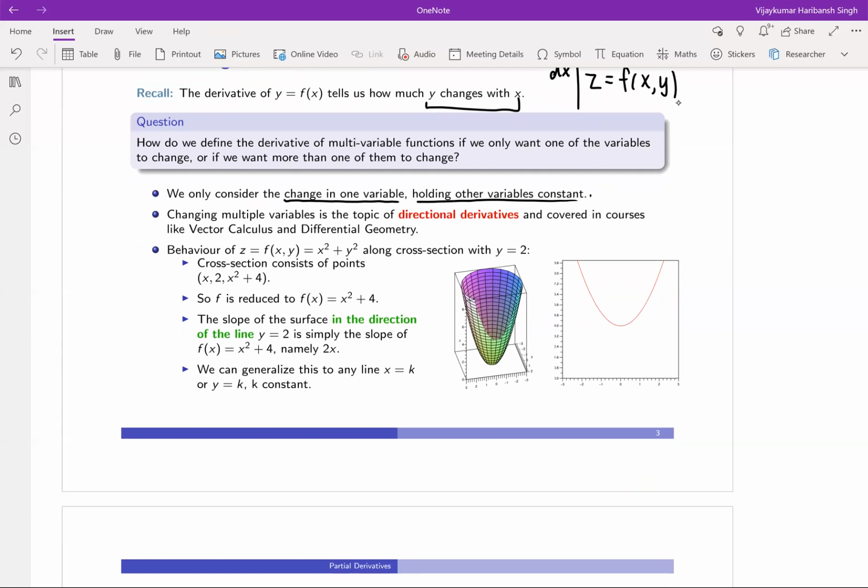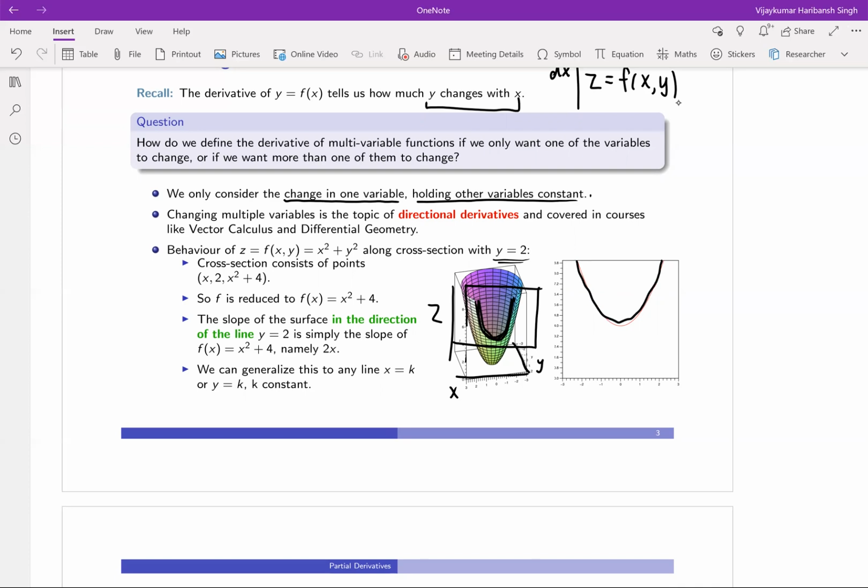z equals x squared plus y squared. This is how the graph looks. Now what you do is you cut a slice with y equals 2. The idea is, this is your y, this is your x, and this is your z. You're taking a slice like that, and when you cut a slice, you get a curve like this at y equals 2.